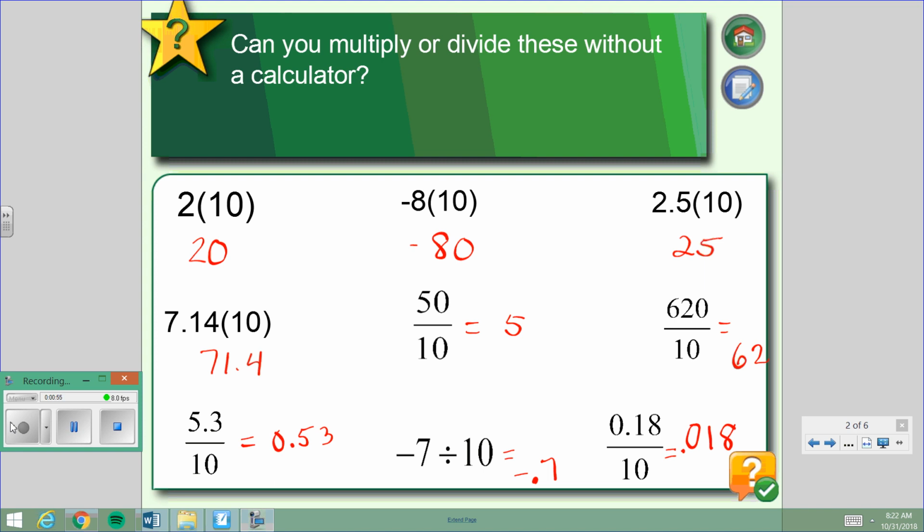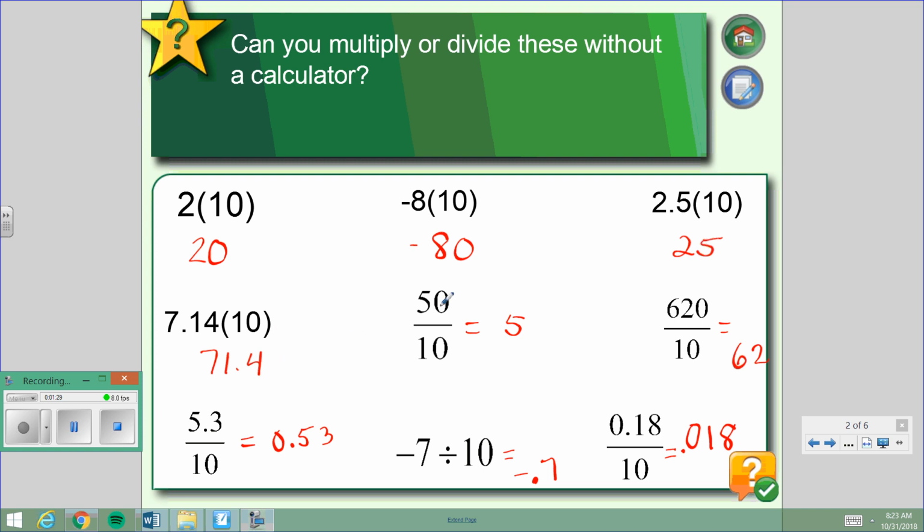Okay, let's walk through them one by one. We said 2 times 10 is 20. That should be not new news to most people in this class. Negative 8 times 10 is negative 80. Okay, a negative times a positive is a negative, of course. 2.5 times 10 is 25. Okay, that's a 10, and then a half of a 10, which is 25. 7.14, now we're talking about decimals. 7.14 times 10 is 71.4.